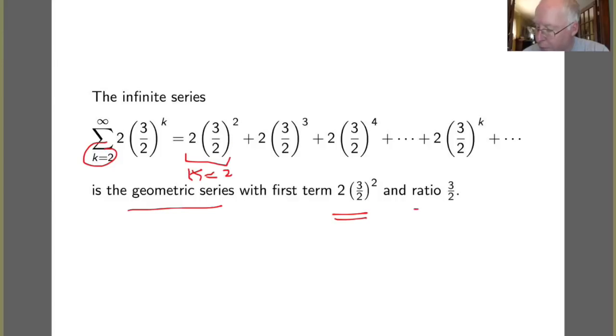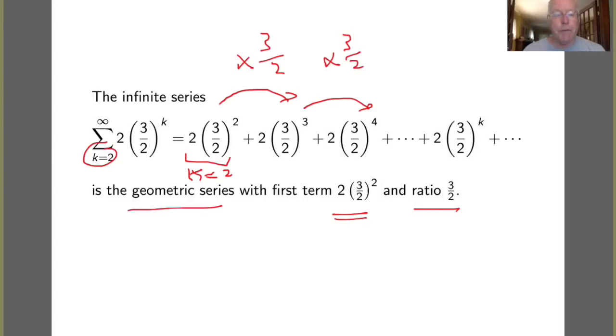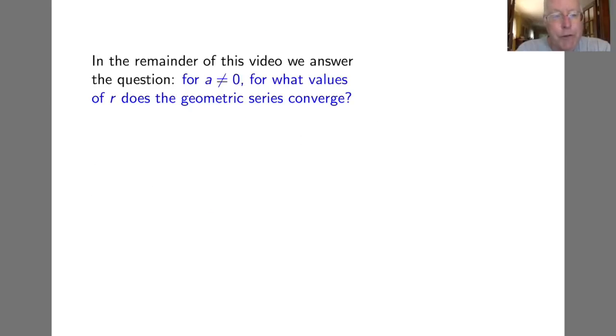To go from the first term to the second, we just multiply by 3/2. To go from the second term to the third, multiply by 3/2 again, and that's what builds the powers of 3/2. So watch for this difference in the starting point for the series. Once you write it out and identify this common ratio from term to term, you'll know the first term, which is just the one you write down first, and the ratio should be pretty easy to identify. In the remainder of this video, we're going to answer some questions.